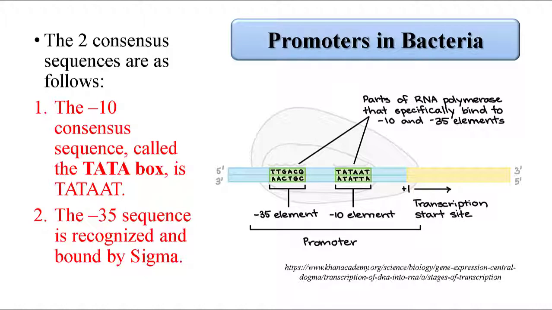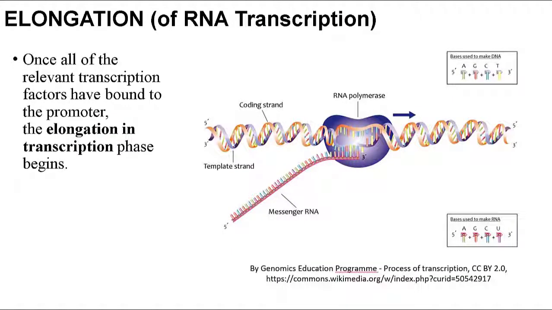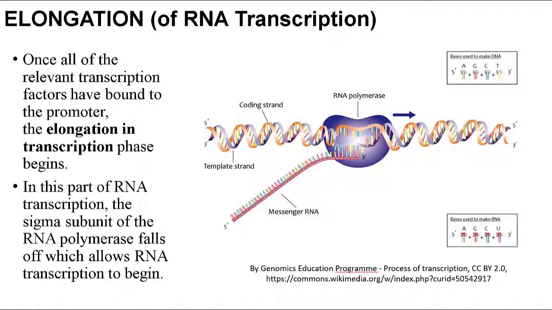The -10 consensus sequence is called the Tata box. The Tata box has the sequence TA-TA-AT. The -35 sequence is recognized and bound by the sigma subunit of RNA polymerase. Once all of the relevant transcription factors have bound to the promoter region, elongation can begin. In the elongation phase of RNA transcription, the sigma subunit of RNA polymerase falls off of the promoter, and this allows RNA transcription to begin.